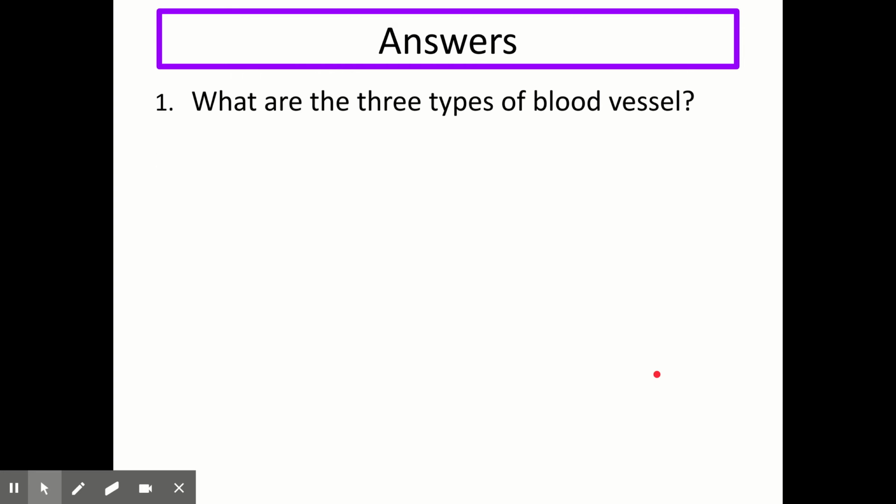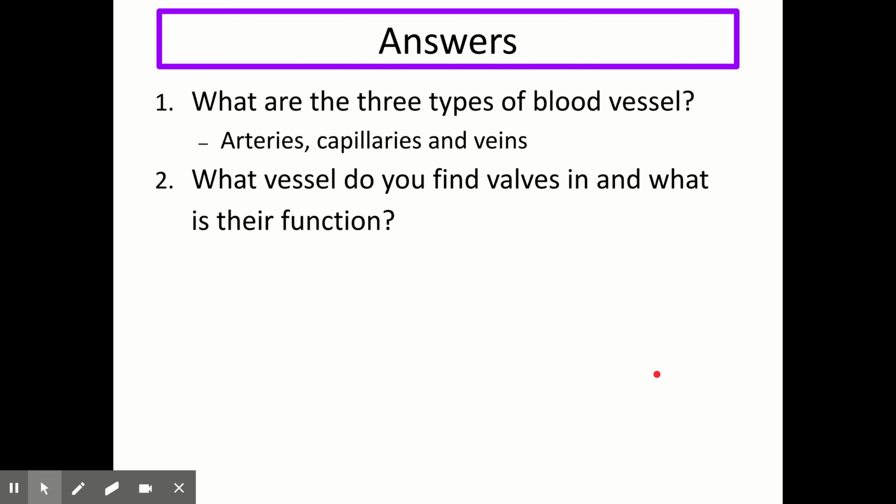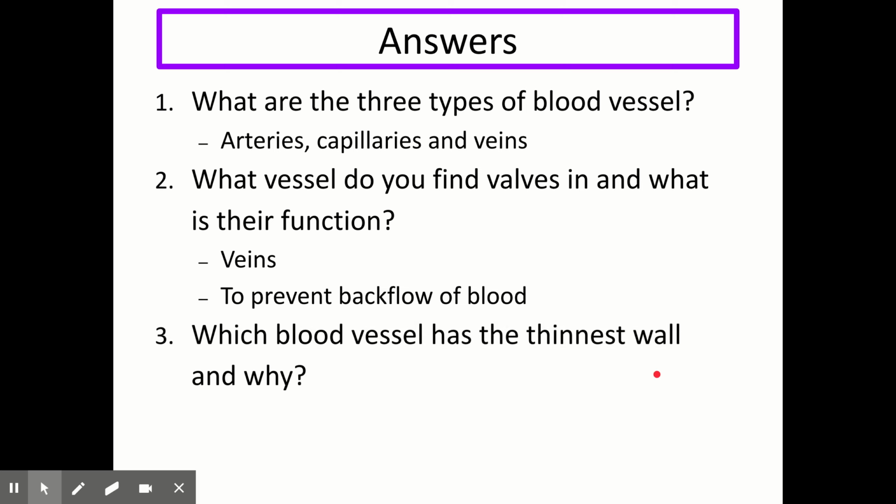So the first question was, what are the three types of blood vessel? They are arteries, capillaries, and veins. The second question was, what vessels do you find valves in and what is their function? So we find valves in veins, remember that V, valves, V for veins, and their function is to prevent backflow of blood. The third question was, which blood vessel has the thinnest walls and why?